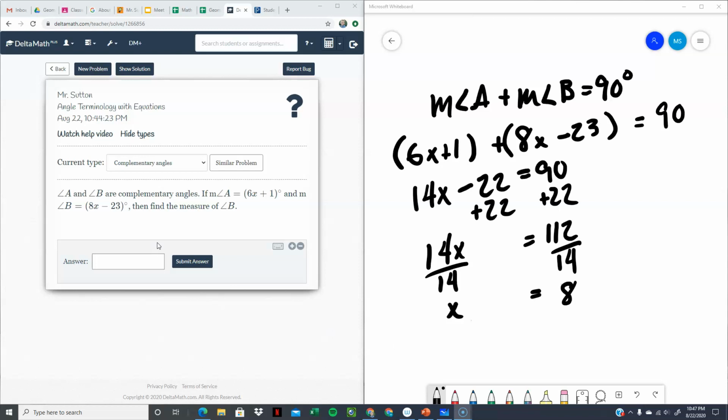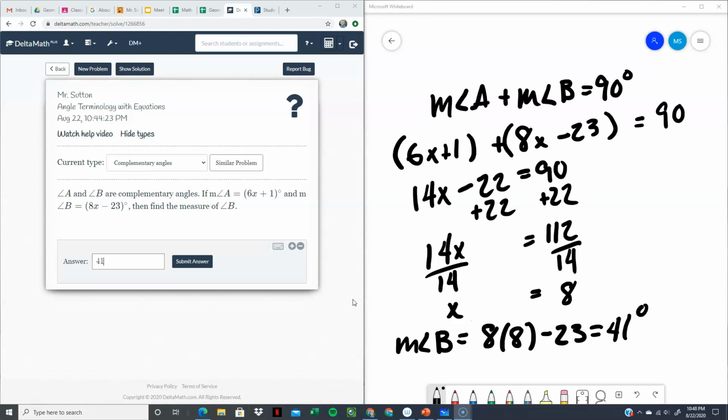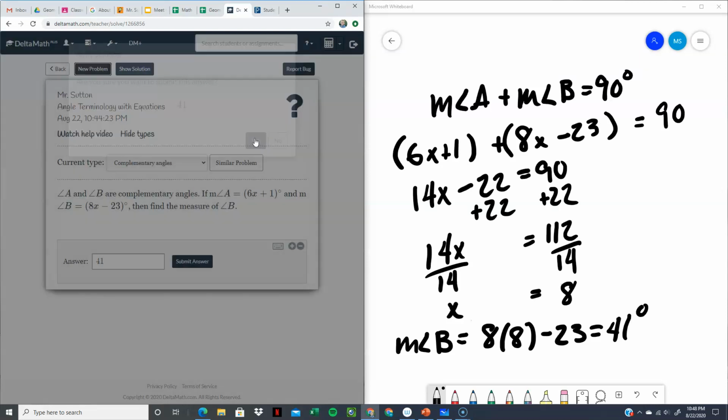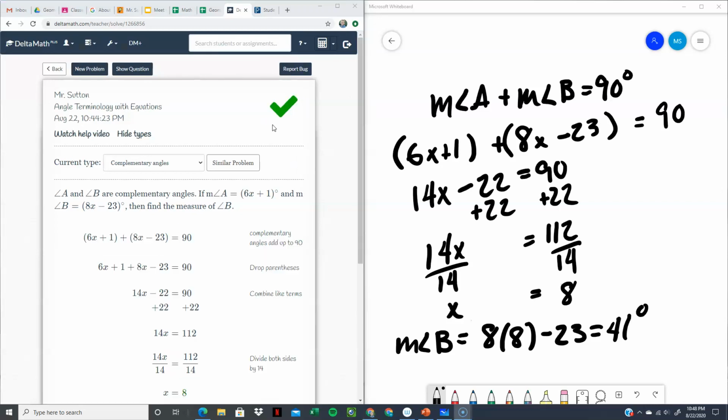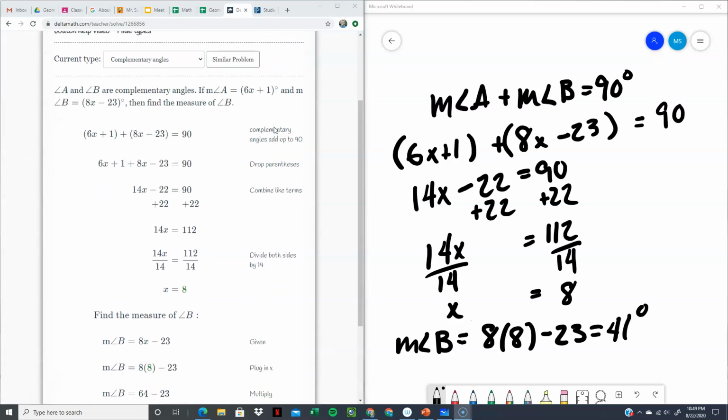And we want to be careful here because it does not say find x. It says find the measure of angle B. So now we want to plug 8 back into what we have here. So the measure of angle B is 8 times 8 minus 23, which is 41 degrees. So I have it typed in here. Let's check that. Answer 41. And yes, that's correct. And here is the explanation.